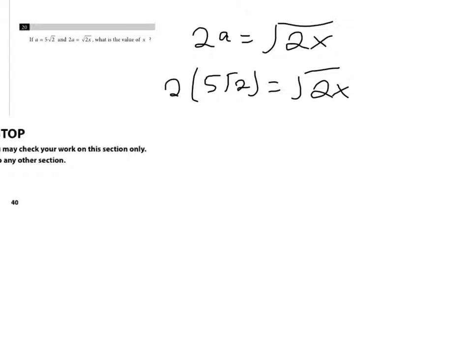Awesome. Let's solve for x. I'm going to simplify my left-hand side first. So 2 times 5 square root of 2. Don't complicate that too much. It's actually just 10 square root of 2. And that equals the square root of 2x.